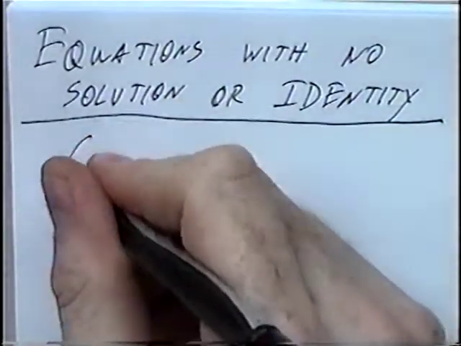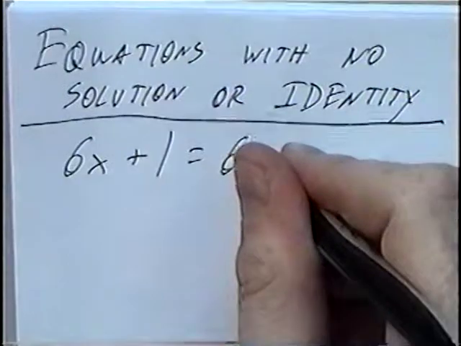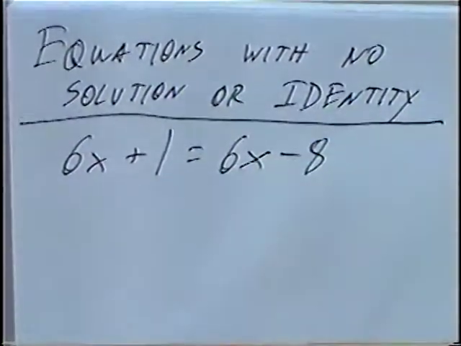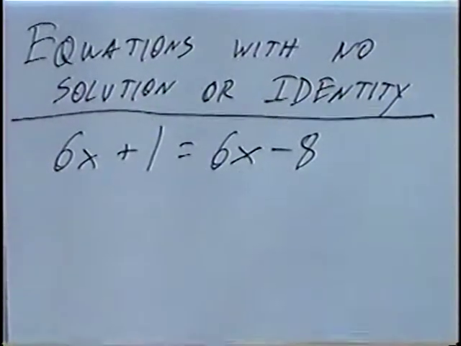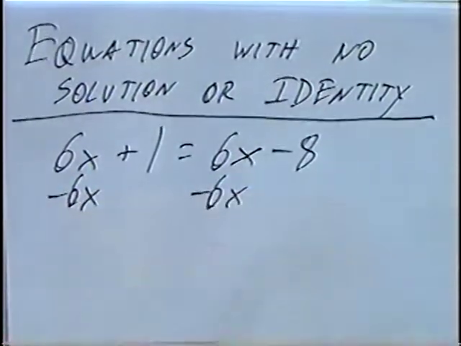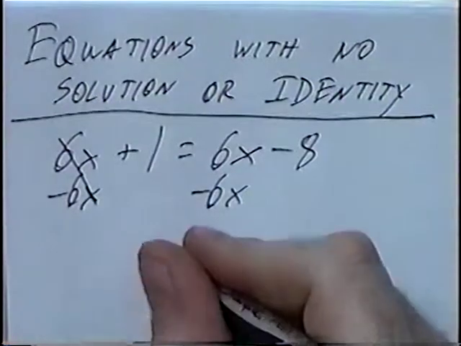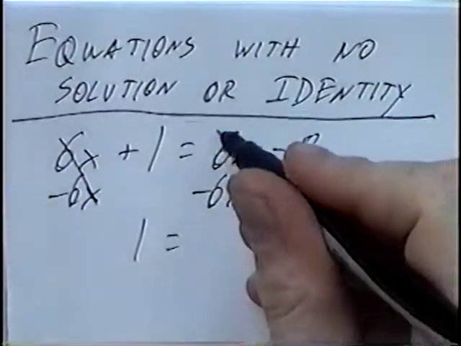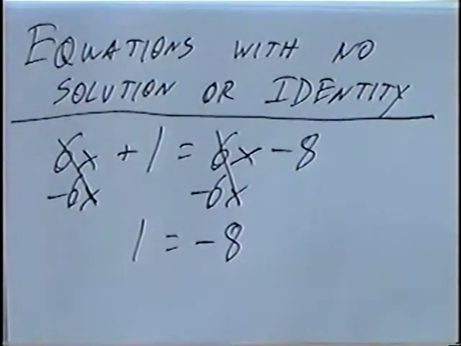First equation is 6x plus 1 equals 6x minus 8. Solving this equation, we have variables on both sides. Combine the variables, we can subtract 6x. 6x minus 6x would cancel. The 1 would come down. 6x minus 6x also cancels, and the negative 8 comes down.